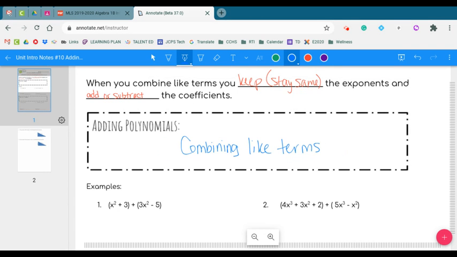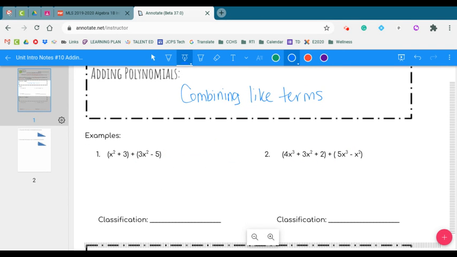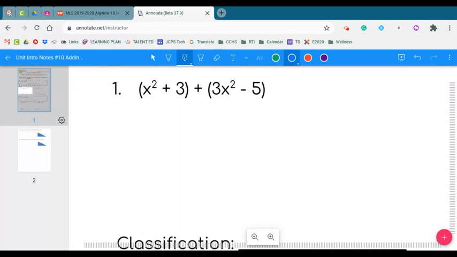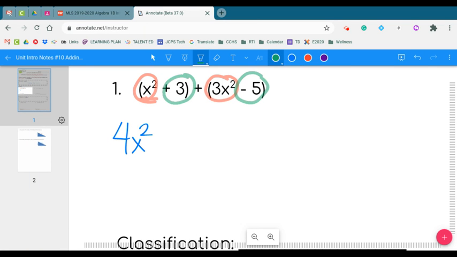So let's go down to the bottom. Our two examples, we're just going to combine our like terms. So the first one, we have x squared and 3x squared. So 1 plus 3 is going to give me 4, and then x squared stays the same. The next one, we have 3 and a negative 5. So 3 minus 5 is going to give me negative 2. And I combine my terms.